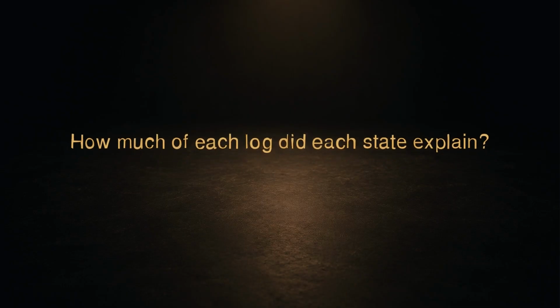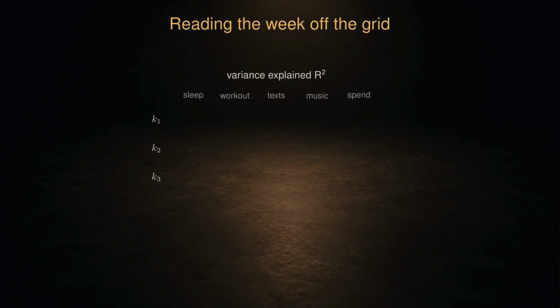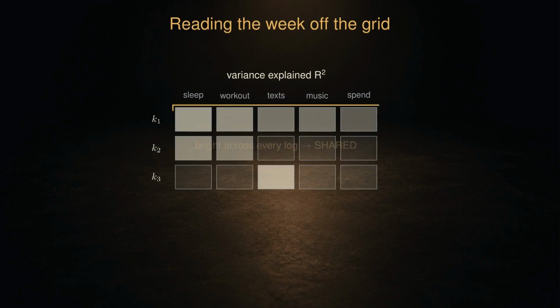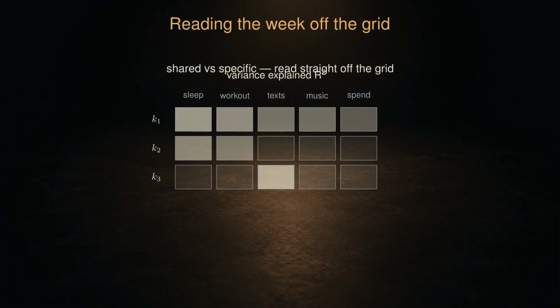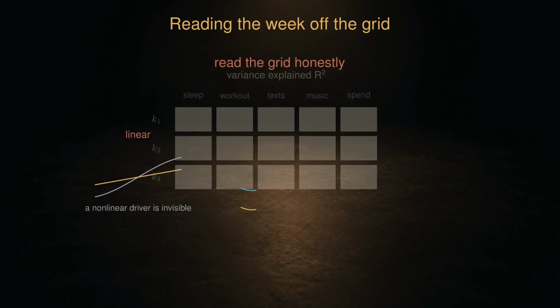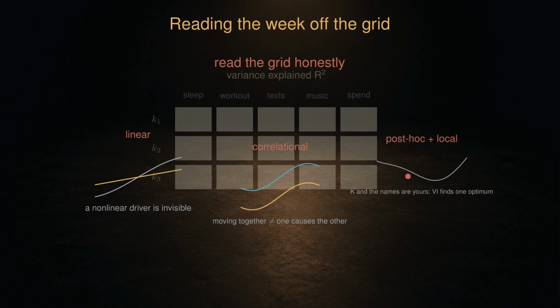Down the side, your hidden states. Across the top, your logs. Each square is the variance explained, R squared, the share of that log's ups and downs this one state accounts for. Read it straight off. This top row is bright all the way across: a state that explains a slice of every channel, a shared driver. This single bright square, lit in just one column: a state that lives in one log alone, specific. Shared versus specific, not guessed, measured, and read off a grid.